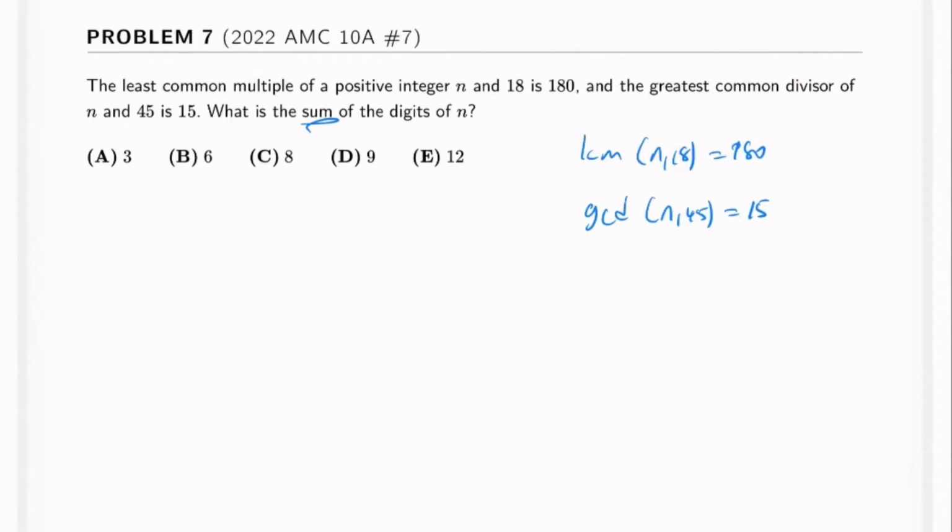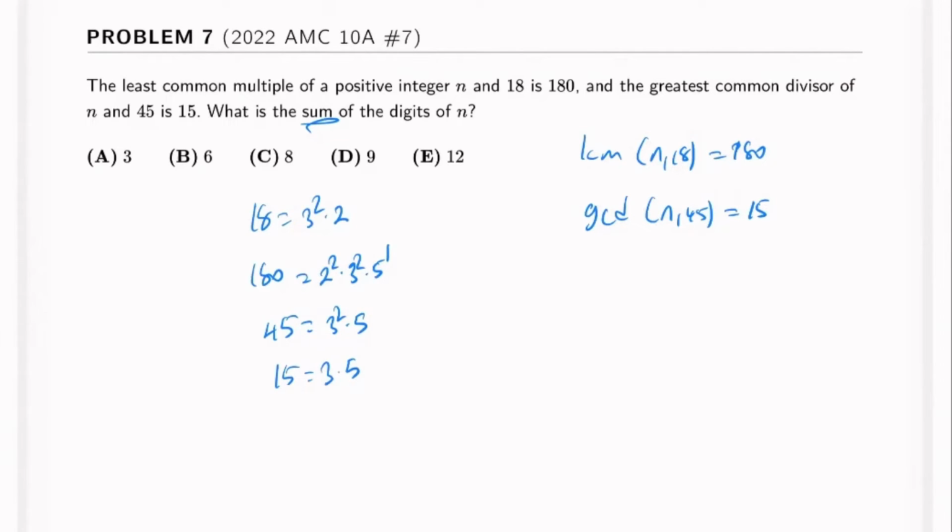Okay, so first, let's try the prime factorization. 18 is 3 squared times 2, and 180 is just 10 times 18. 10 is 2 and 5, so you get 2 squared times 3 squared times 5 to the first. And 45 would be 3 squared times 5, and 15 is 3 times 5. Okay, so far so good.